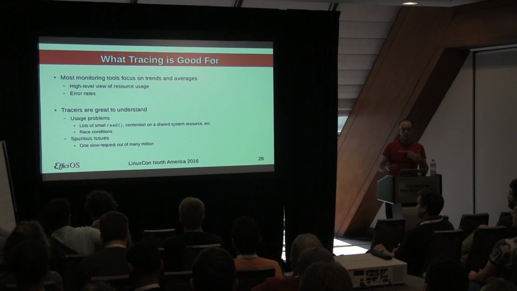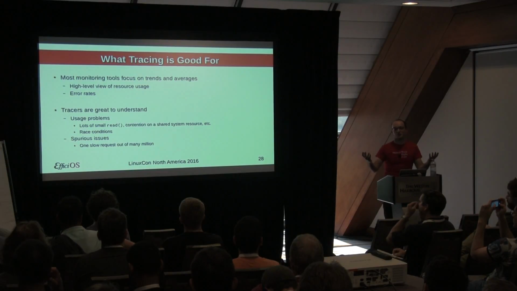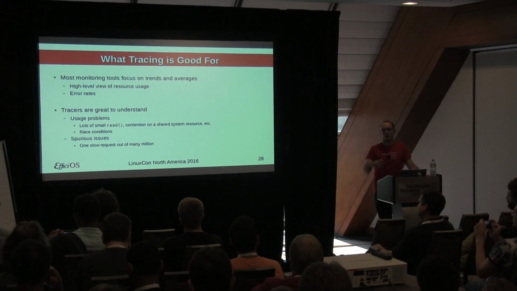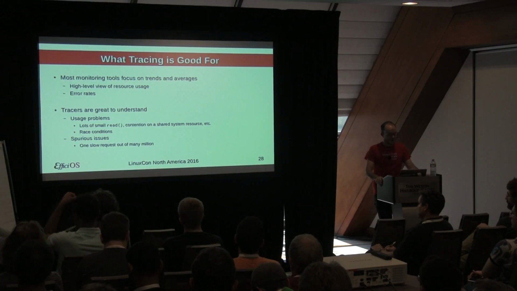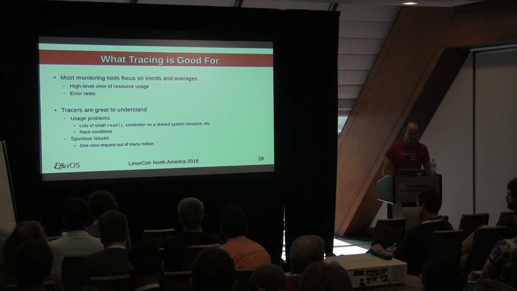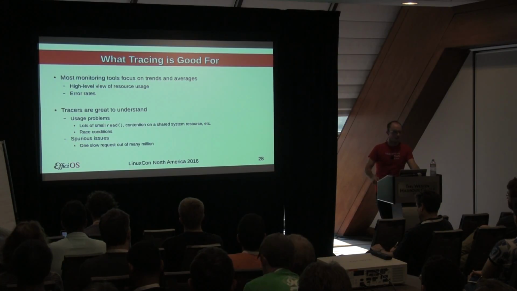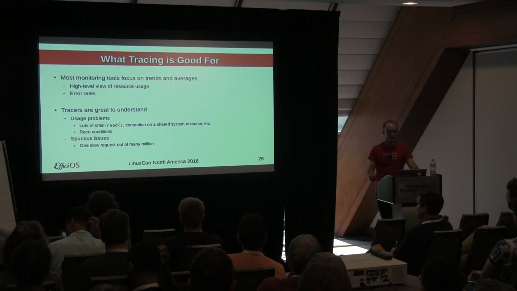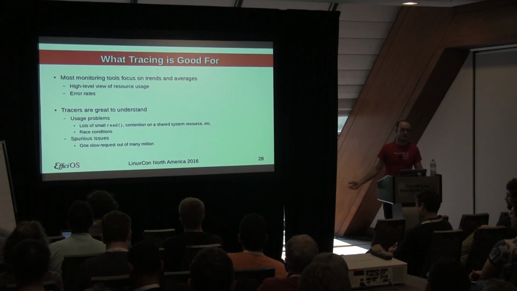So most monitoring tools focus on trends and averages and would have given you a big picture view of that. And my nodes are all overloaded. I need to provision better machines or more machines or what have you. And they're going to give you error rates. Tracers are great, any tracer really, to figure out usage problems, like a process that's emitting all those small reads all the time, or figuring out a race condition, those kinds of things. What I'm going to focus on now is spurious issues, things that happen once in a million times.